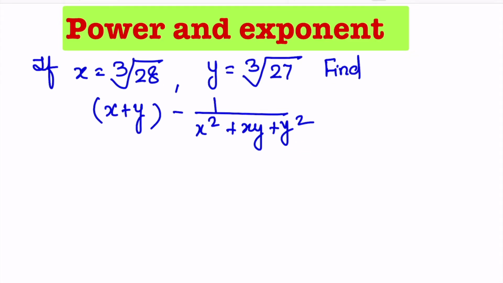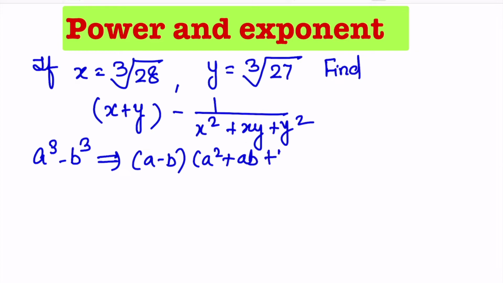Now, we have to use one identity, which is a cube minus b cube, which says that a minus b into a square plus ab plus b square. Using this identity, we have to solve this question. Now let us see how we will use this identity.